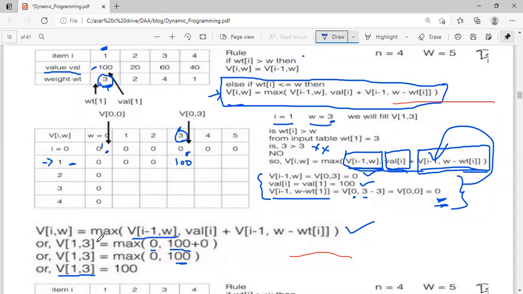V of 1 comma 3. How is 1 comma 3 coming? V of I comma W, 1 comma 3 is equal to max 0. How are we getting 0? We got the 0 because we divided into 3 parts. Here 1, 2, 3. The first answer we got is 0. The second answer we got is 100 plus 0. From the 0 and 100, which one is the maximum value? The maximum value is 100.